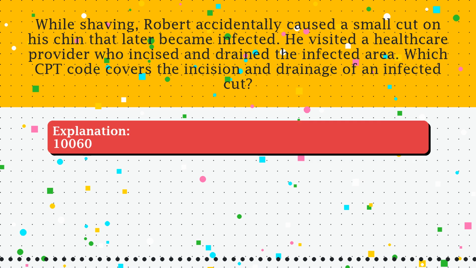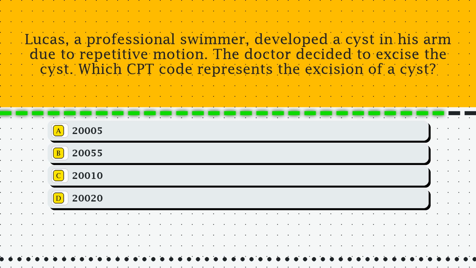Question 193. Lucas, a professional swimmer, developed a cyst in his arm due to repetitive motion. The doctor decided to excise the cyst. Which CPT code represents the excision of a cyst? Option A. 20005. Option B. 20055. Option C. 20010. Option D. 20020.